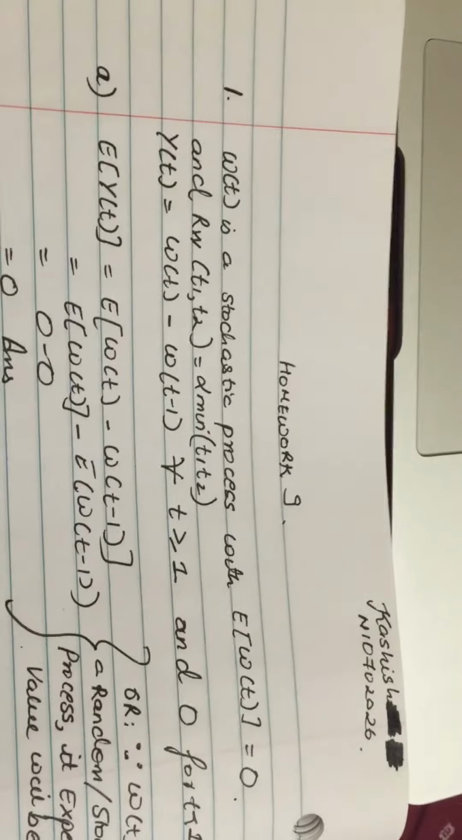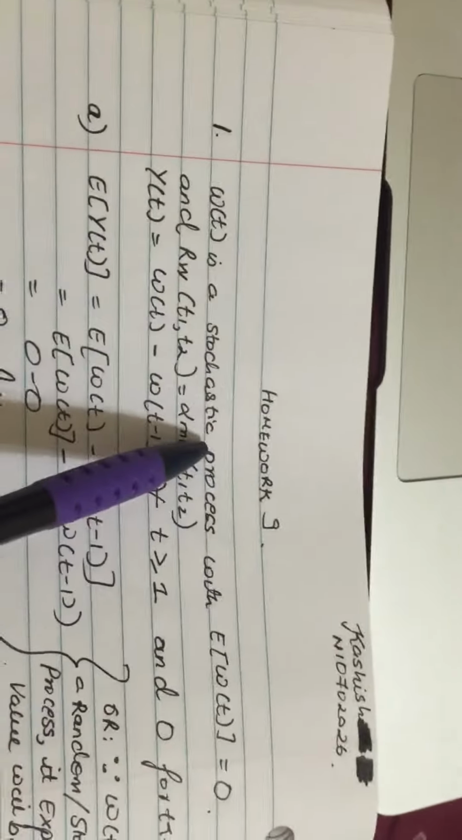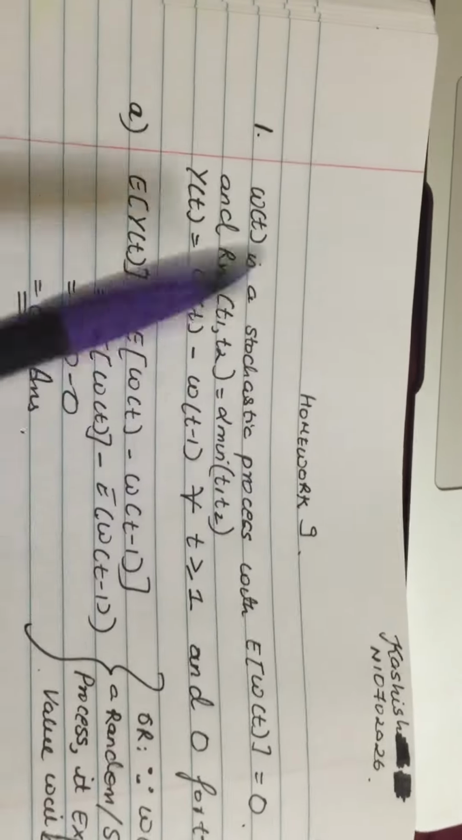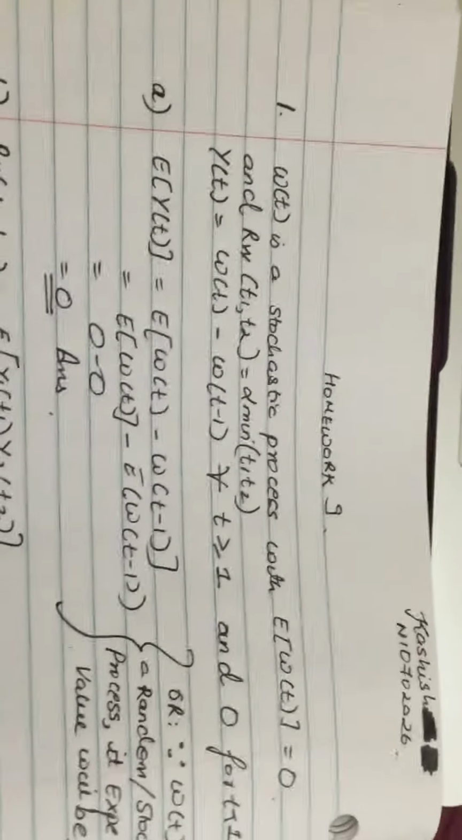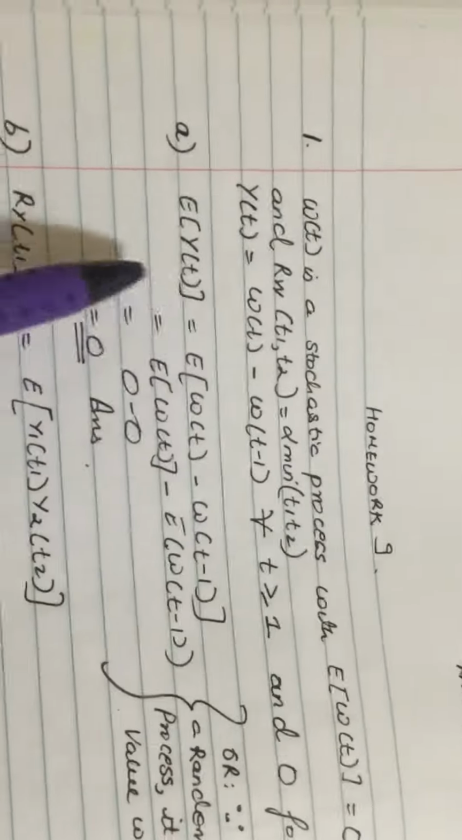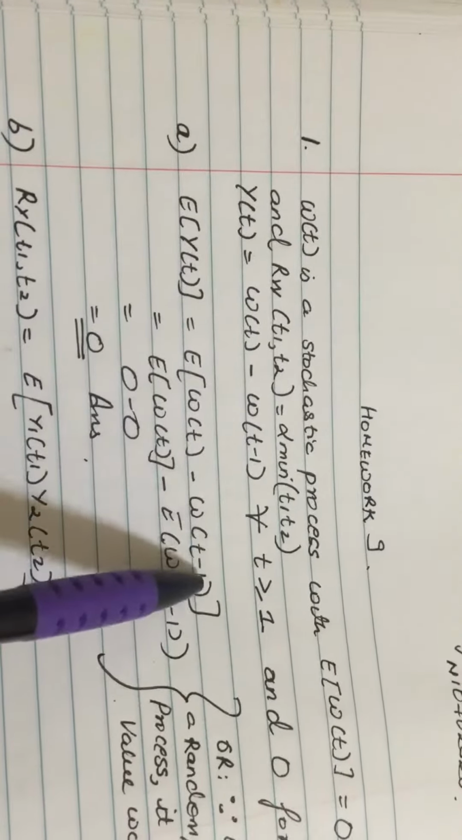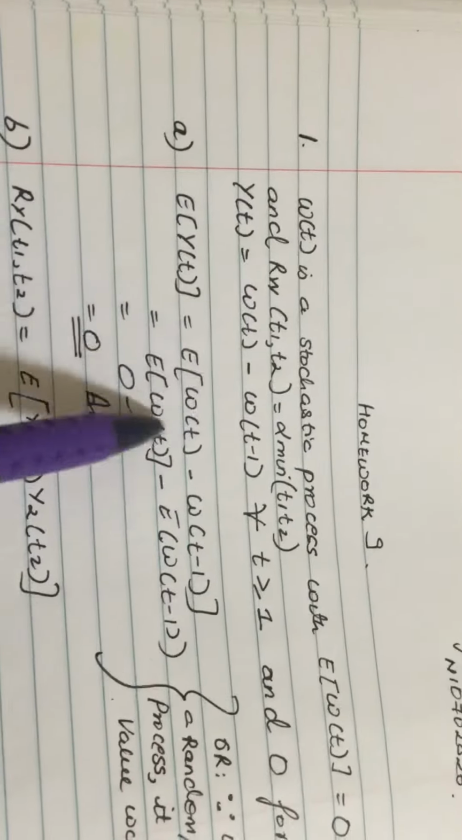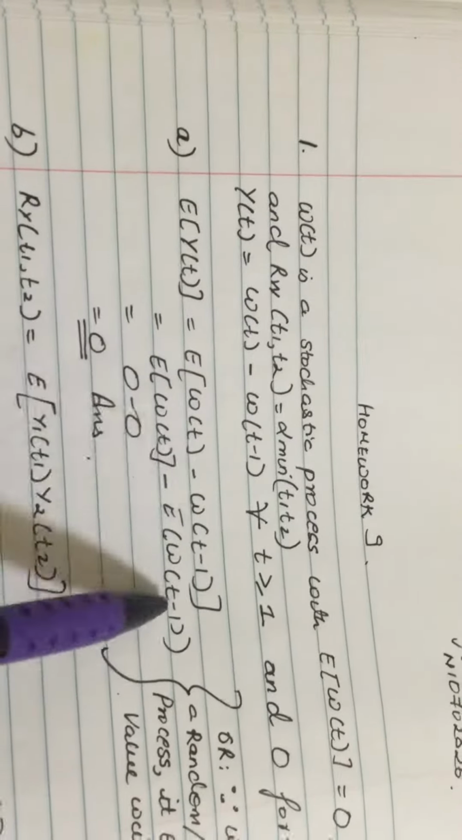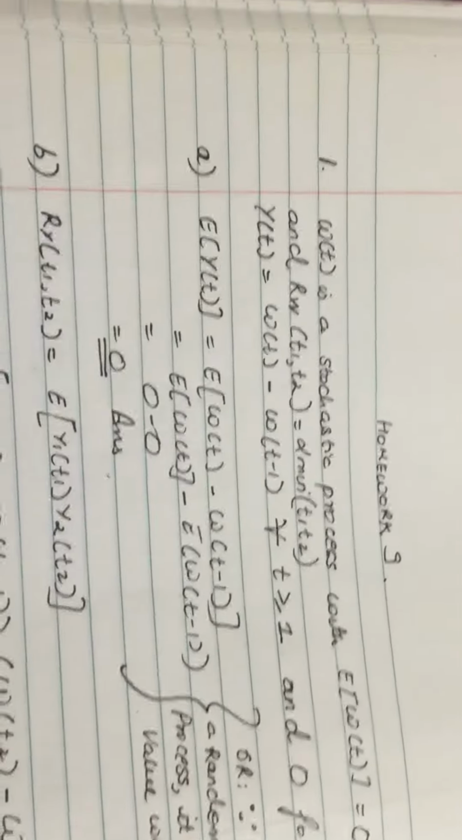So starting with the expected value, now this could be done in a much easier manner, such that we know that W(t) is a stochastic process. A stochastic process is basically a random process, and since Y(t) is basically made up of a random process, we can say that the expected value is 0. Or you could simply do it this way: E of Y(t) is equal to E of W(t) minus W(t minus 1). Expected value is a linear function, so you can just open the brackets and apply it, and then this will be 0, and since this is 0, this will also be 0, so 0 minus 0, 0.